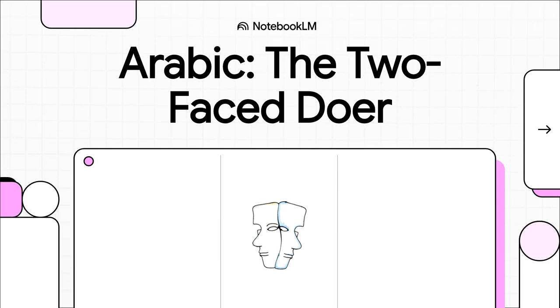All right, today we are going to tackle a concept that is just so central to understanding Arabic grammar. We're talking about the two different ways a sentence can handle its doer, and honestly, if you can get this, a massive piece of the whole language puzzle just clicks right into place.